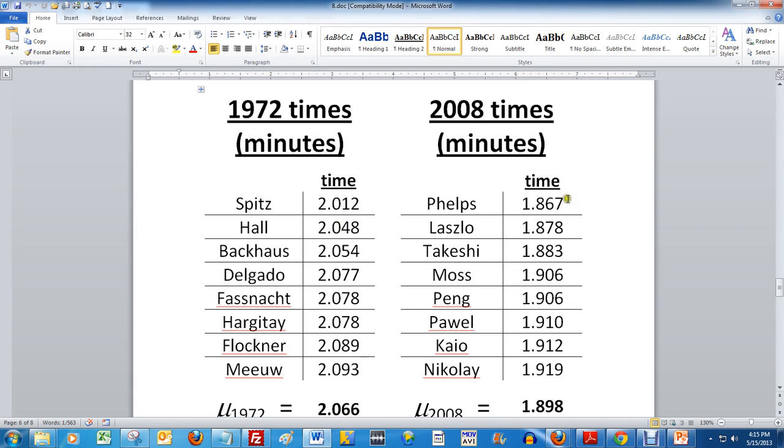So Spitz is more impressive than Phelps, comparing Phelps going against Laszlo. And then you get into this statistical fist fight, saying, well, who's more impressive? Phelps has a lesser time, but Spitz has a bigger gap to Hall. It would be helpful if we could somehow compare them both on the same axis, the same comparative measuring stick. And that's where z-scores come in.